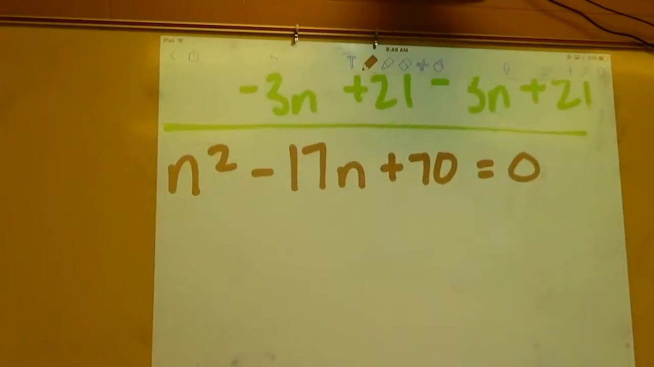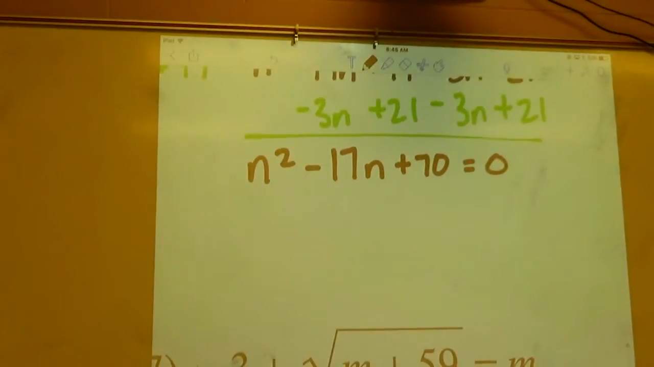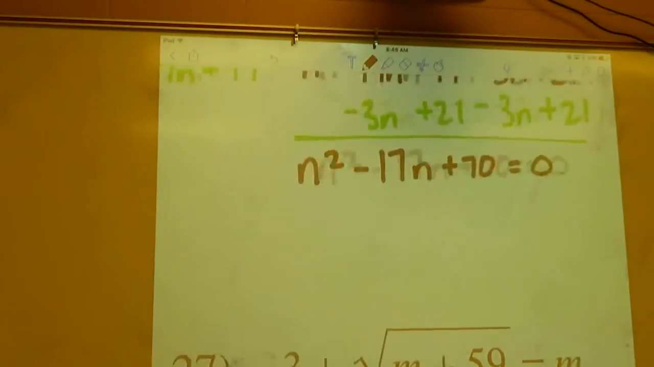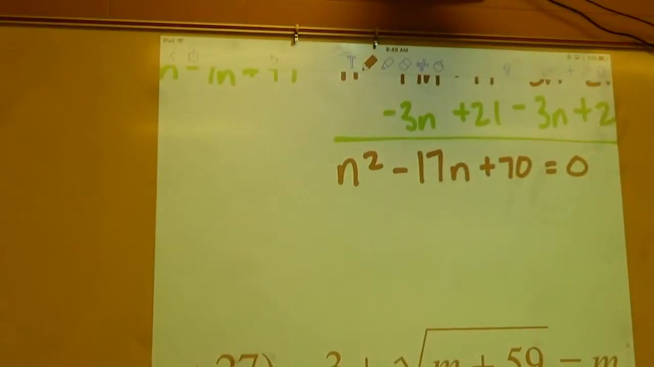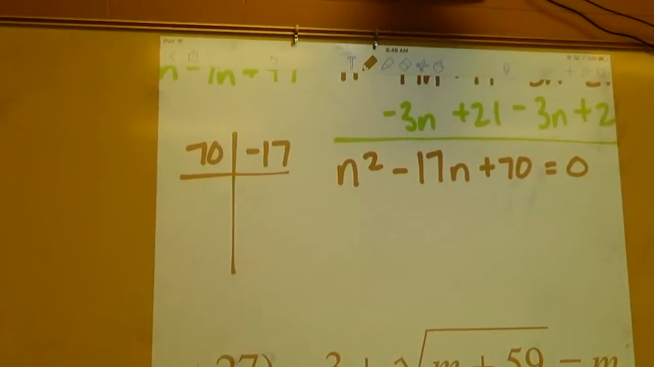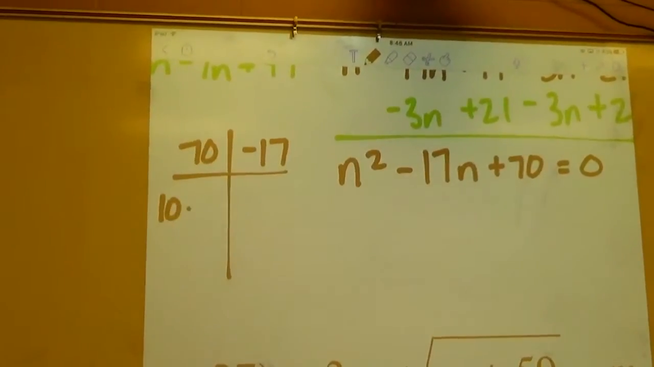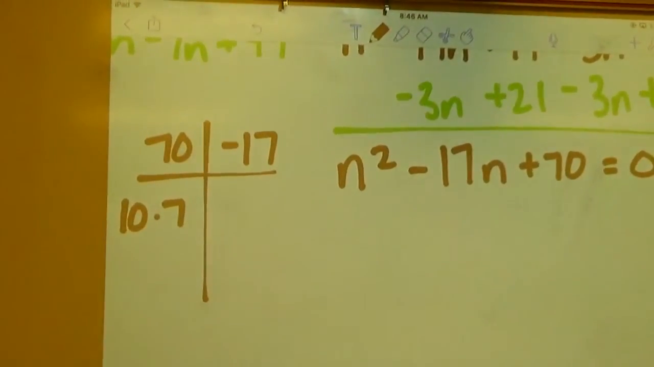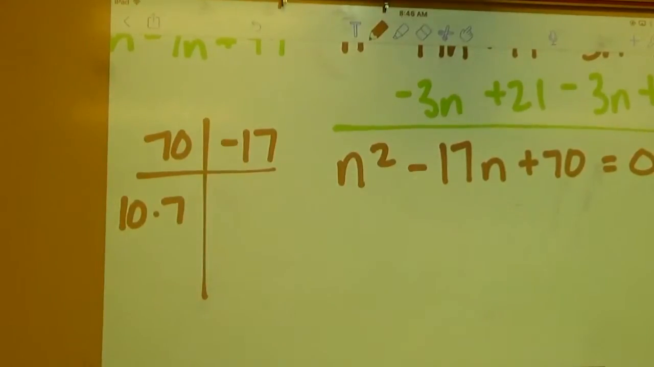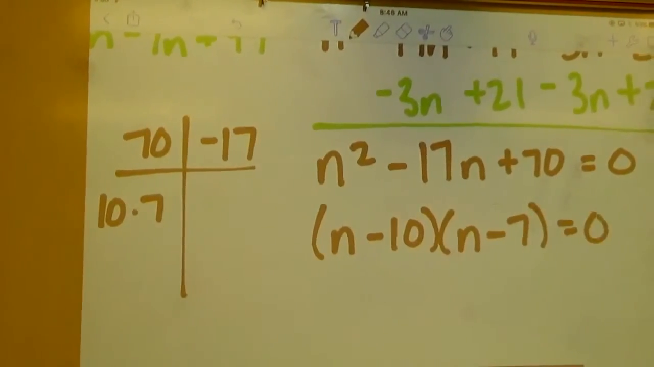Now, I want to factor this. So I'm thinking, what two numbers multiply to 70 and add to negative 17? 10 and 7. Do they add to negative 17? No, it would be both negative. Good. So I'm going to have n minus 10 times n minus 7 equals 0.